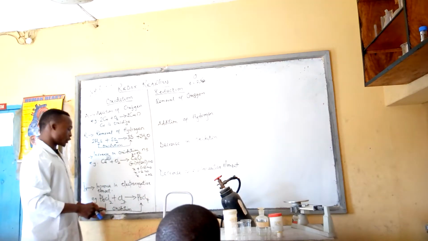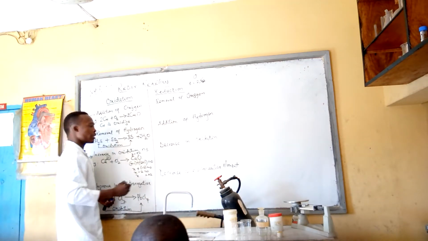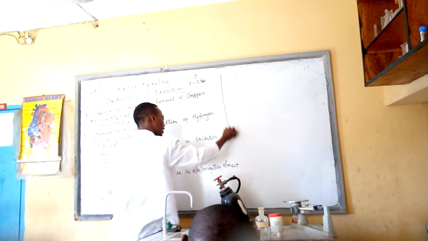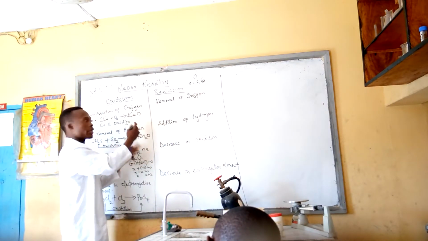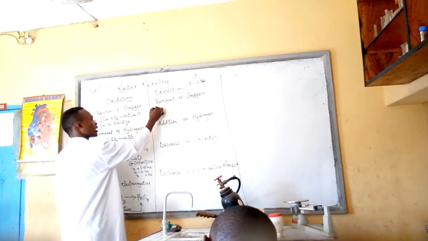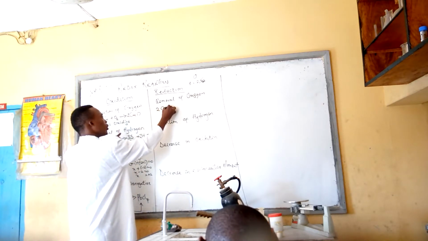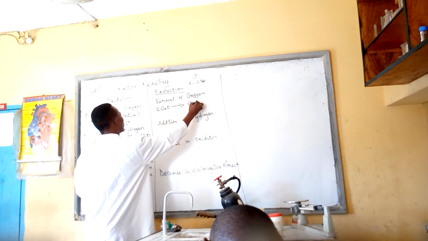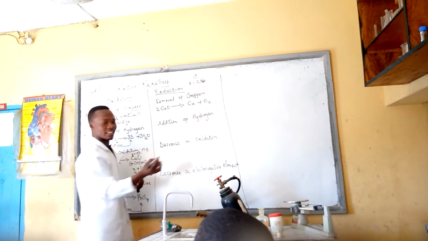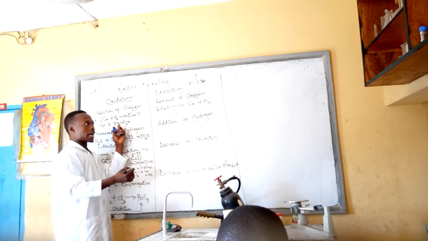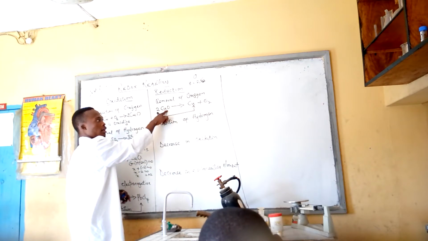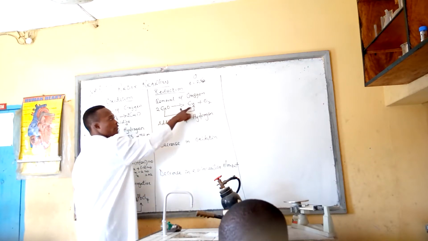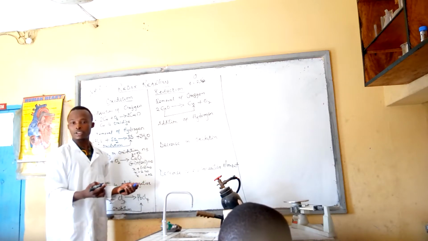So loss of electron. In this case, you just reverse the reaction. You have 2CuO to give us Cu plus O2. If you reverse the reaction, this to this, what has happened? Oxygen has been removed away to give us copper only. Do you understand? That's removal of oxygen.